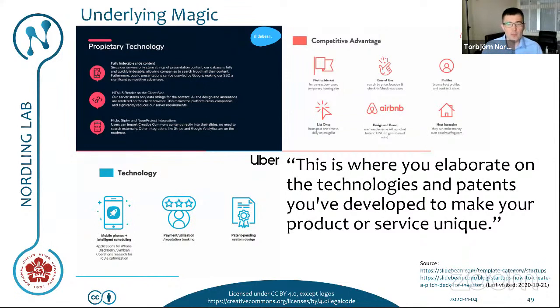So then the underlying magic. This is where you elaborate on the technologies and patents you have developed to make your product or service unique, to quote Kawasaki again. So if we take two companies that are very different, Slidebean, they have proprietary technology. They have fully indexable slide content, which is what enables them to do the automatic optimization using genetic algorithms, trying thousands of designs in a very short time unit. And then they have an HTML5 renderer on the client side, which is unique software that they have. And then they also have integration with some other services, which they consider to be a competitive advantage.